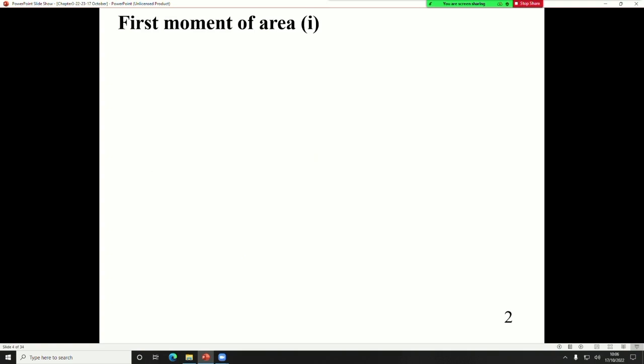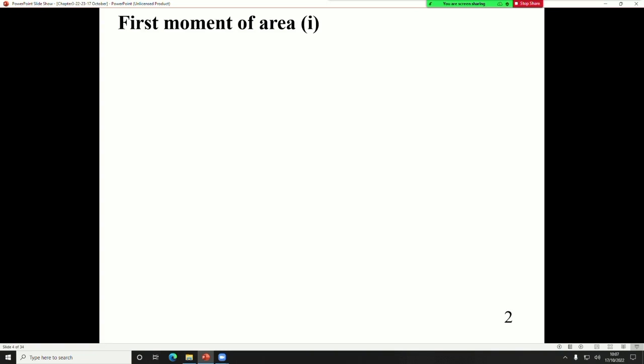So first, the moment of area. That is a property of a section. We use a little I to show it. Now, the formal way of explaining the first moment of area is the way I've shown you on slide number 3, which is the way textbooks explain it. But I start with an informal way of showing you what the first moment of area is, and then we move on to slide number 3.